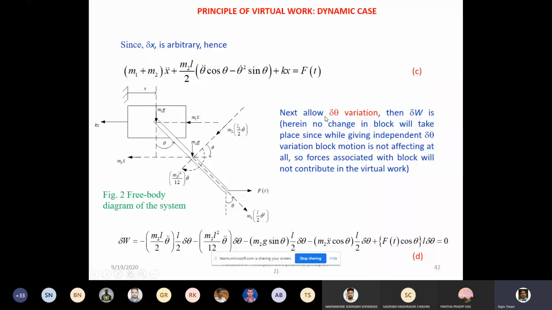So you see that when we are giving delta theta variation, the first mass, the car mass, will not get disturbed. Only the pendulum will be having an extra swing of delta theta, and whatever the forces acting on the pendulum will contribute in the virtual work, because the car will not move when we are giving variation delta theta. So forces associated with car mass will not come in the virtual work. Let us see what virtual work components we'll be having.